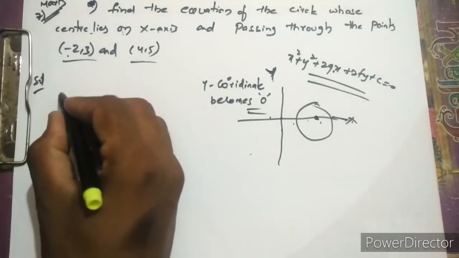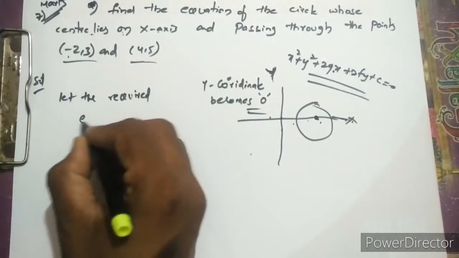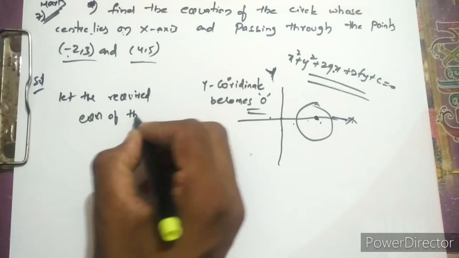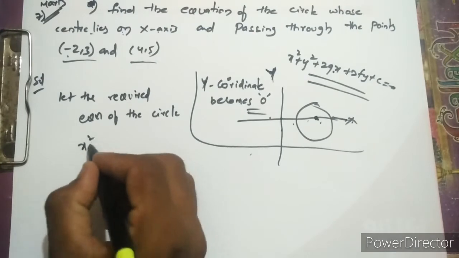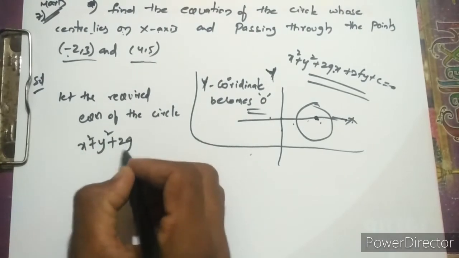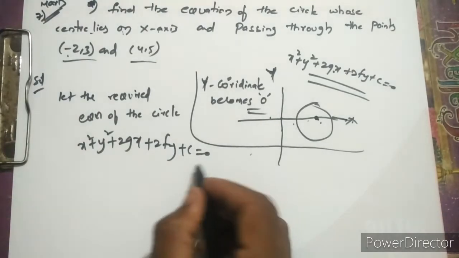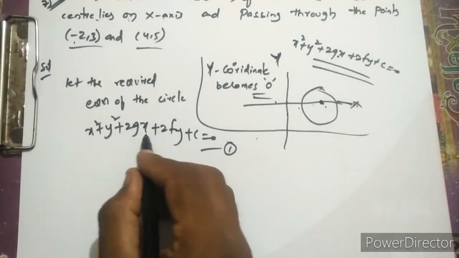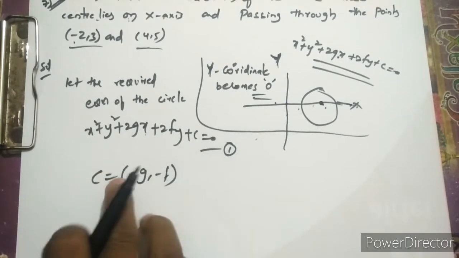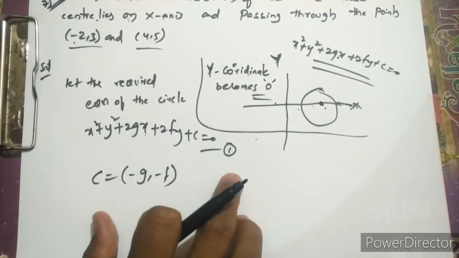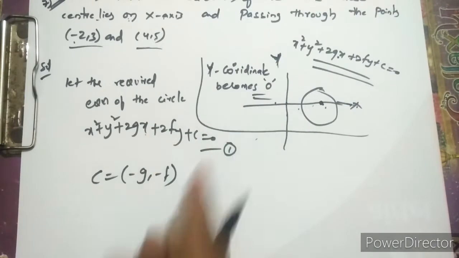So now see the solution. Let the required equation of the circle be x square plus y square plus 2gx plus 2fy plus c is equal to 0. This is equation number 1. The center for this general circle equation is C equal to (-g, -f). So what is given in the question? The center lies on the x-axis. That's why the y coordinate becomes 0.